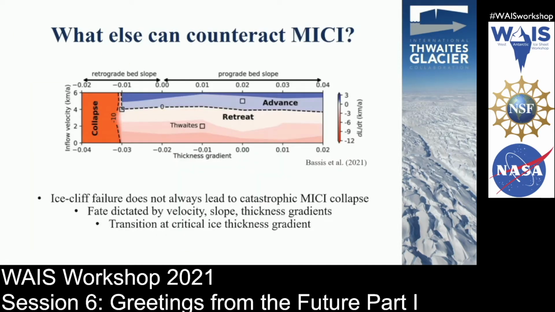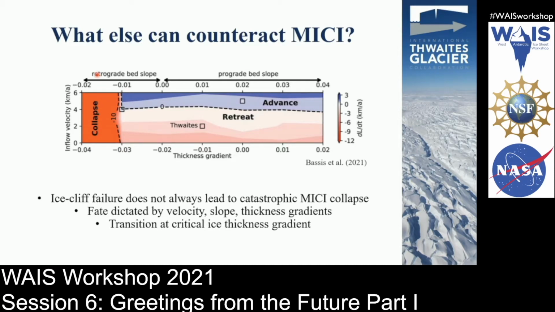That study led by Jeremy used M-ice to tease apart the conditions in which ice cliff failure will occur, when it will lead to retreat or when readvance will be possible, and what conditions could lead to catastrophic collapse, specifically considering thickness gradients, bed slopes, and inflow velocity. He shows that there's a transition at a critical thickness gradient where we see catastrophic collapse via MacKie occur because thicker and thicker ice is rapidly exposed.